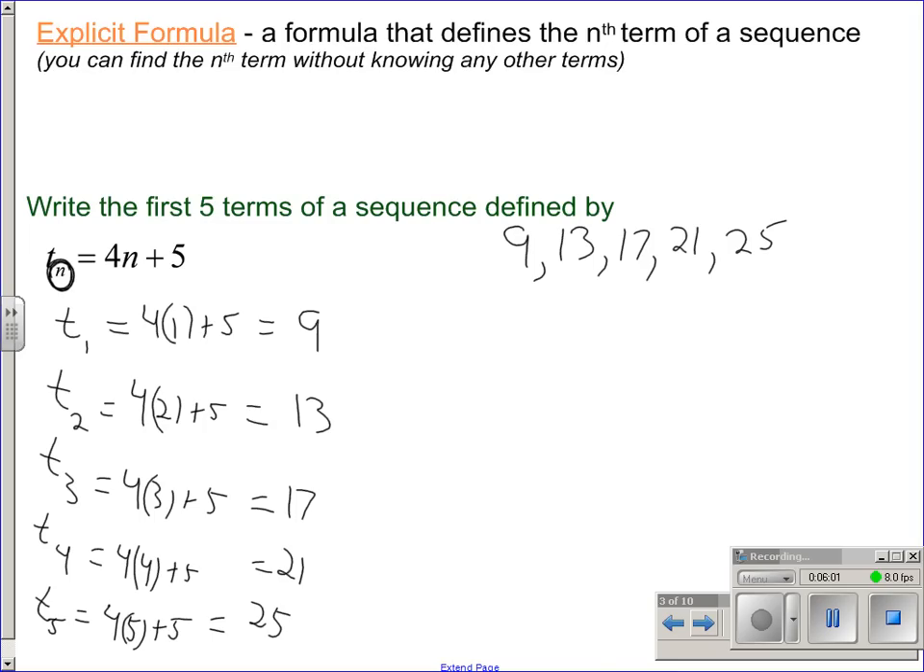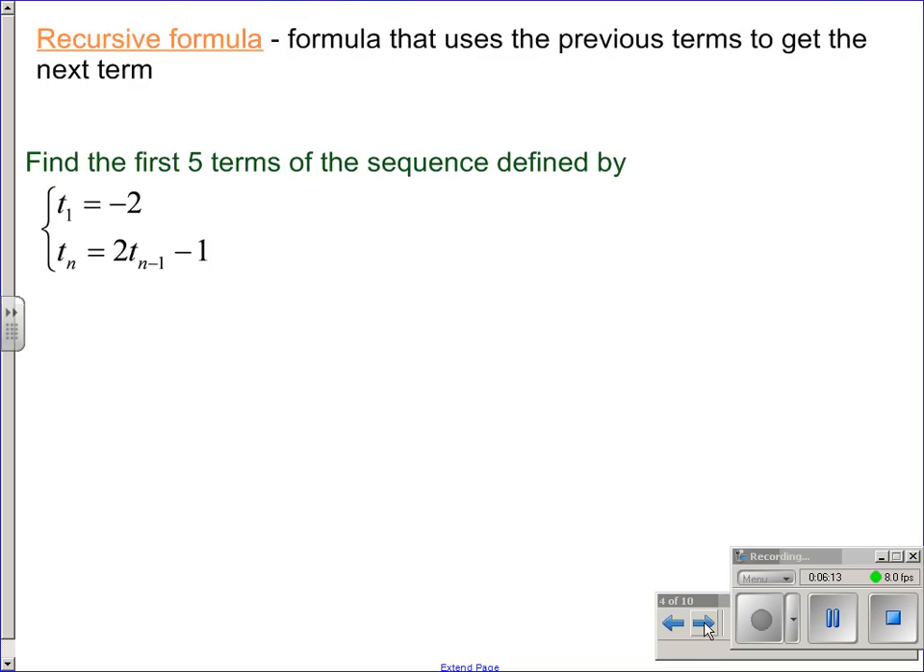All right, that's the idea of how an explicit formula works. It is just like a function where you're plugging in the term number to get that value. Okay, that's what it looks like. The other type of formula we have is called a recursive formula. Now this one works a little bit different. What you're going to do is use the previous terms to get to that next term.